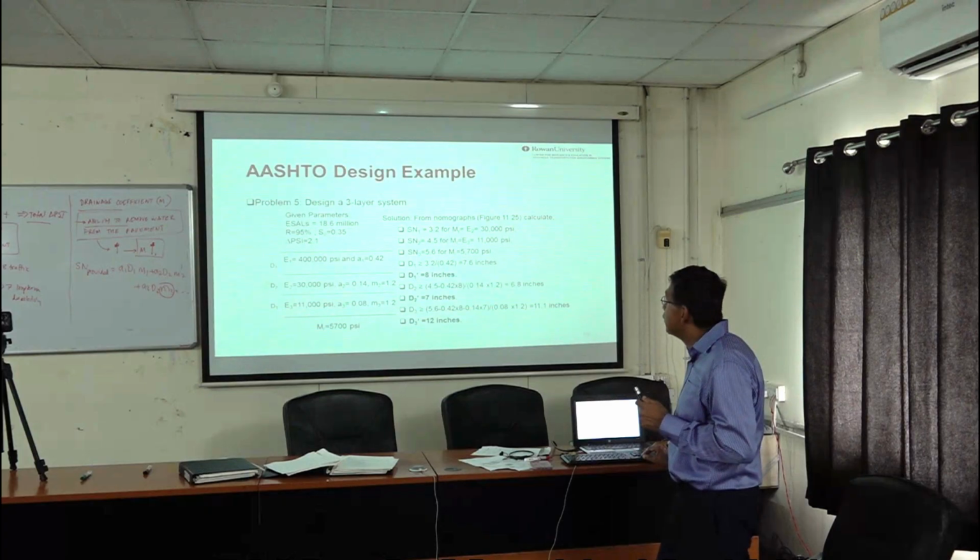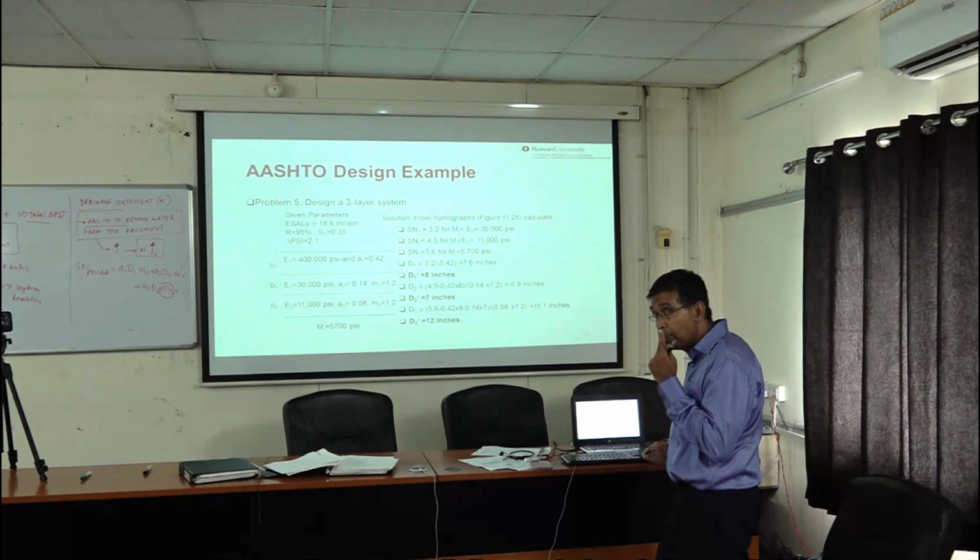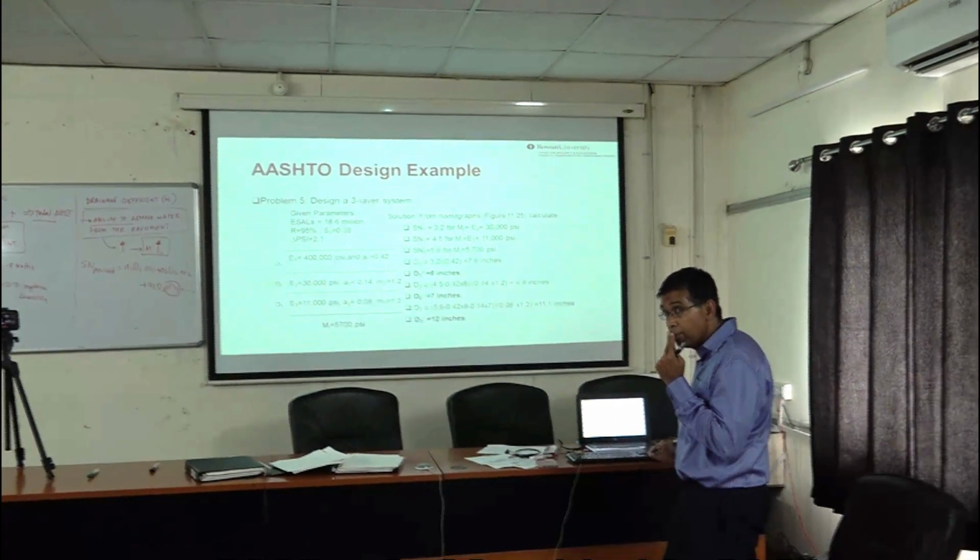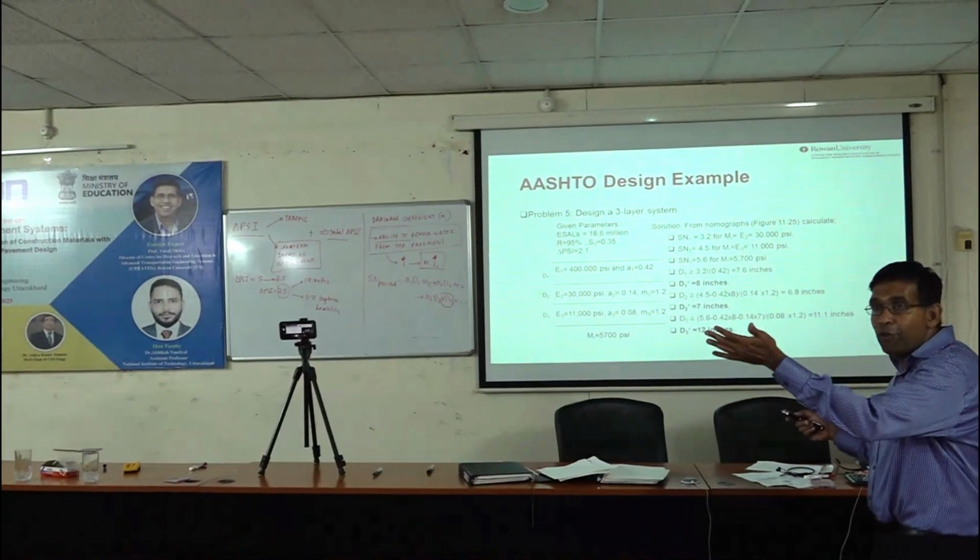Like we calculate SN for the subbase, base, and the layer. We need to calculate SN for the bearing force, like in the upper layer, where we haven't calculated for the 400,000 psi. Yeah, 400,000 is on the surface. It has not been protected. So you're not protecting the 400,000. There's nothing above.